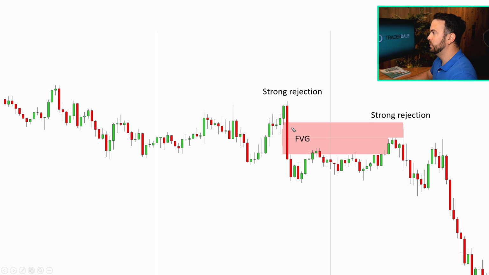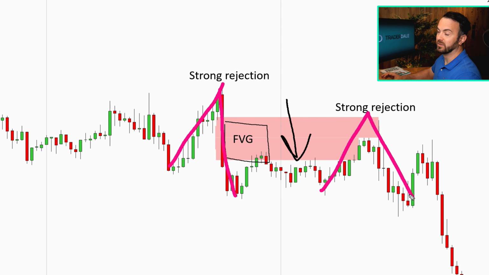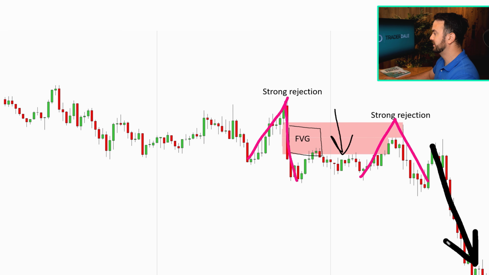And as you can see, we have another fair value gap here that's telling us that sellers are dominating here. We also have strong rejection of higher prices in here, telling us about the strength of sellers. And another strong rejection is this one. So those things are telling us that sellers are dominating this chart, and that's why the price drops.